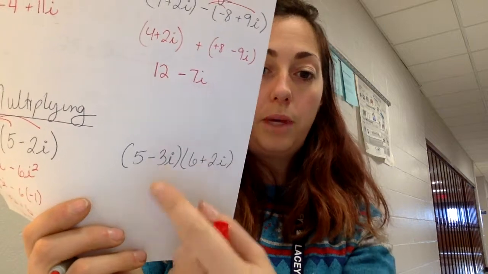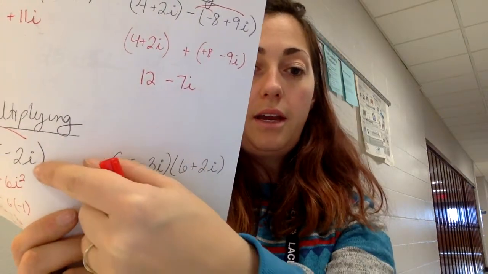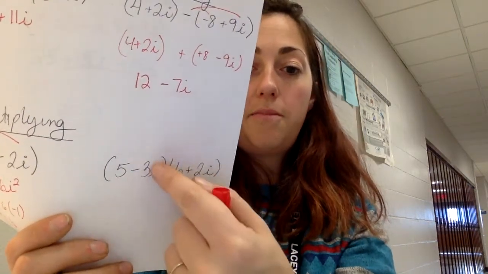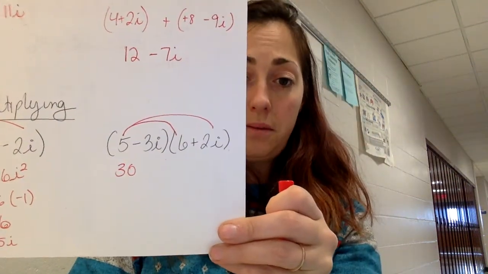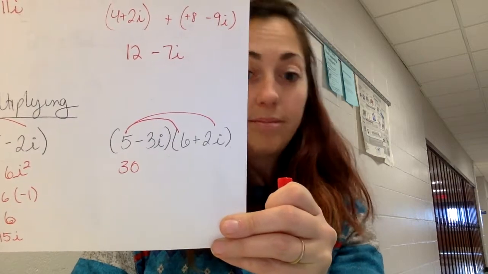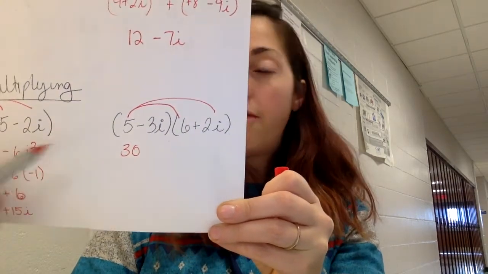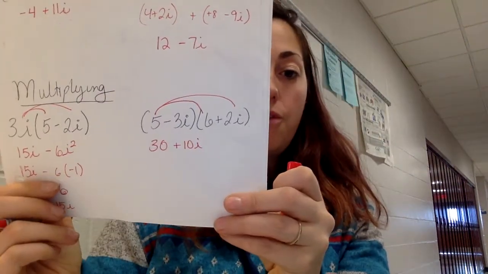So when you have a binomial times a binomial, you have to multiply 5 by both 6 and 2i. So 5 times 6 is 30. If you haven't written this down, by the way, pause the video, write it, come back, hit play. So then I have 5 times 2i. That's 10i.